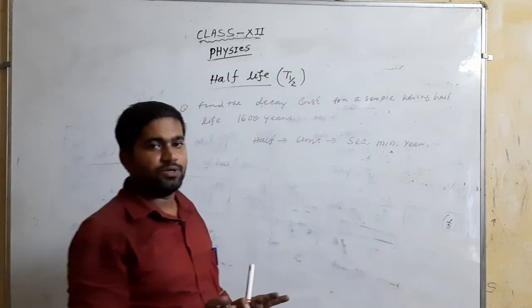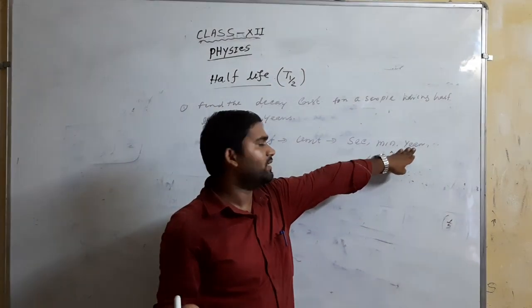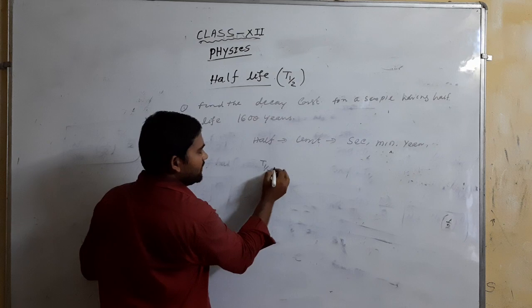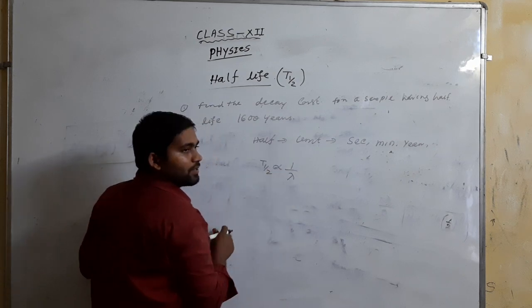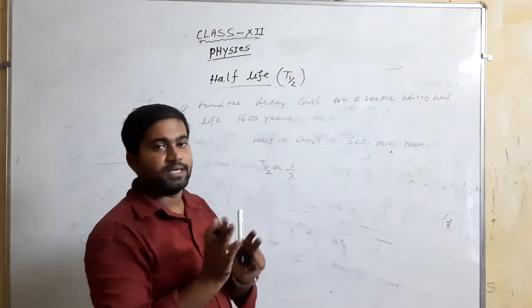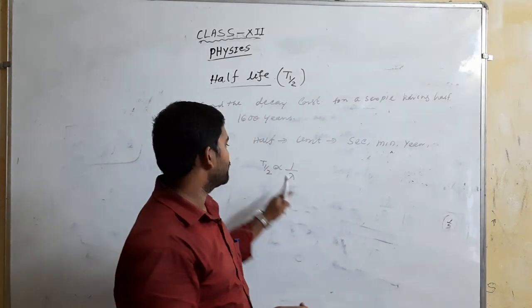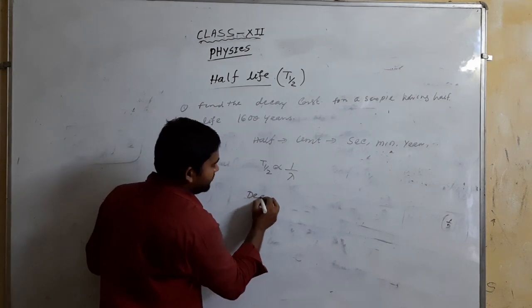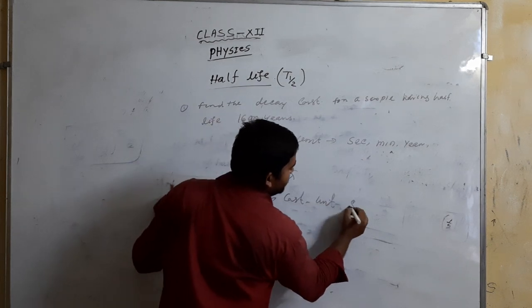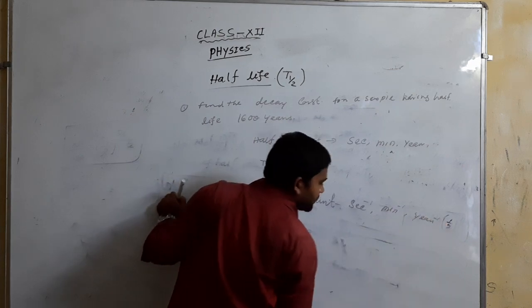Most often in problems, the unit of half life is given in years. As we find, t half is proportional to 1 by lambda. The decay constant is the reciprocal of half life, so the unit of decay constant is second inverse, minute inverse, or simply year inverse. So for the decay constant, units will be second inverse or minute inverse or simply year inverse.